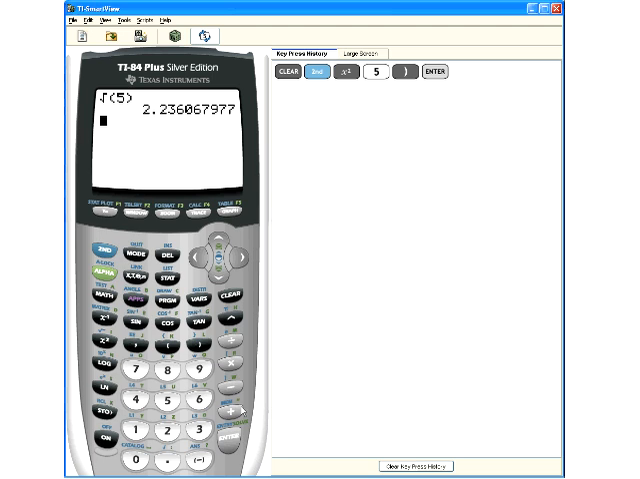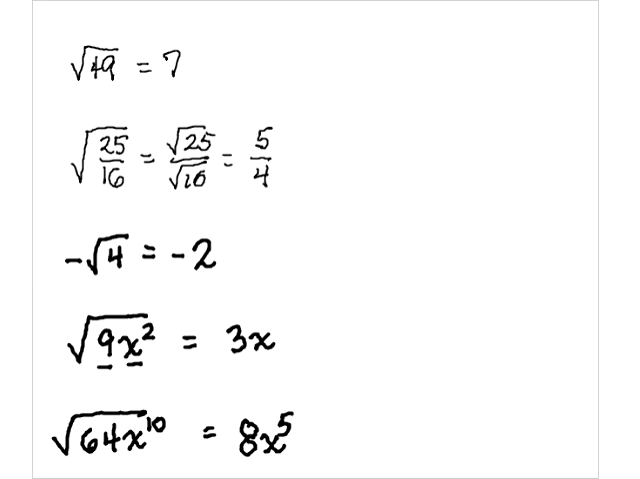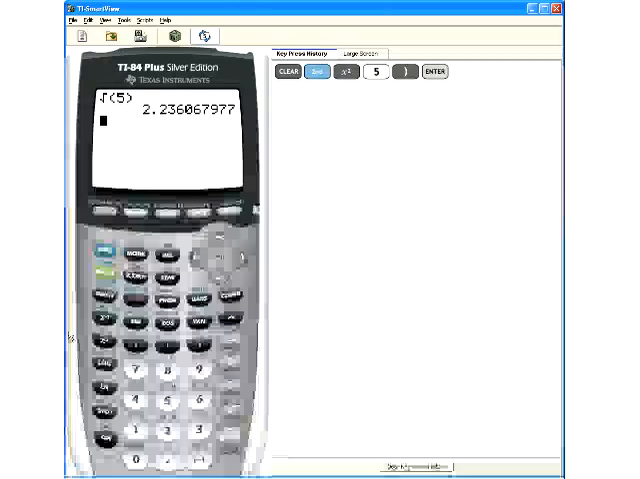So 2.236 sounds pretty good to me. So the square root of 5 we would approximate, and we use the little squiggly lines to approximate. It's not exactly equal, but it was 2.236. Okay, so you need to get comfortable using your calculator finding square roots. Alright, returning to where we were.